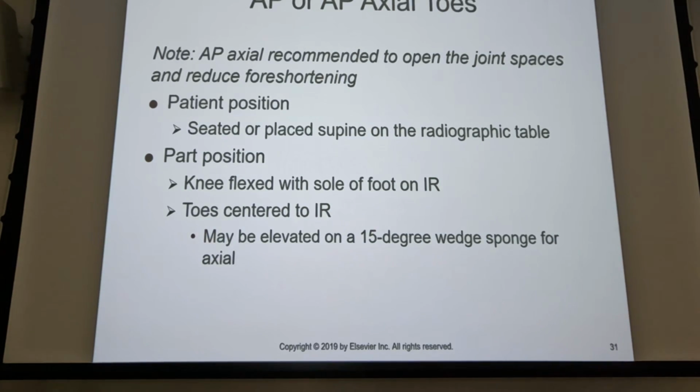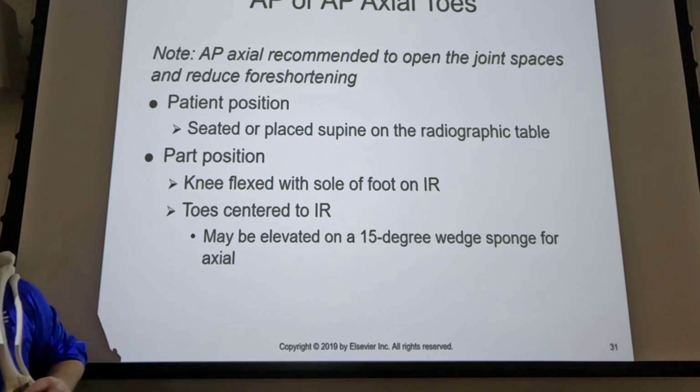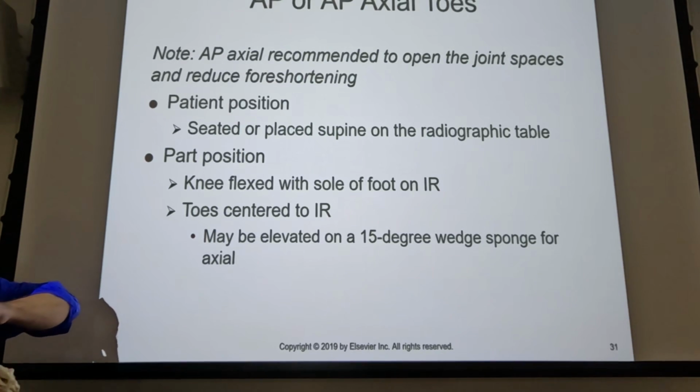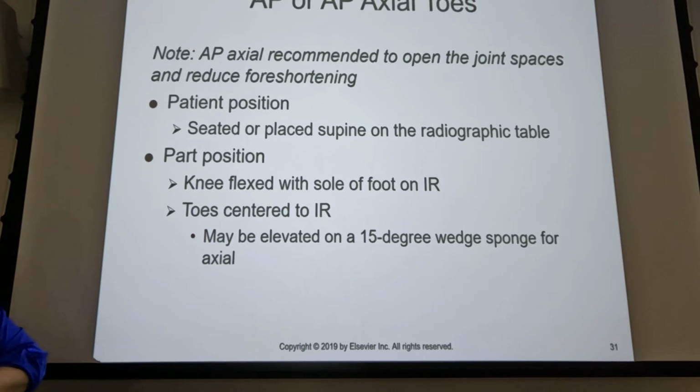You can also use a 15 degree wedge sponge if you want to. Just a clinical tip here. This is especially a problem on the table if the table doesn't have a pad on it. You've got hard plastic on hard plastic, and then you put somebody's foot on it, and they've got their knee bent to 90 degrees so that they can put the plantar surface of the foot on the image receptor. So plastic on plastic slides real easy, right?